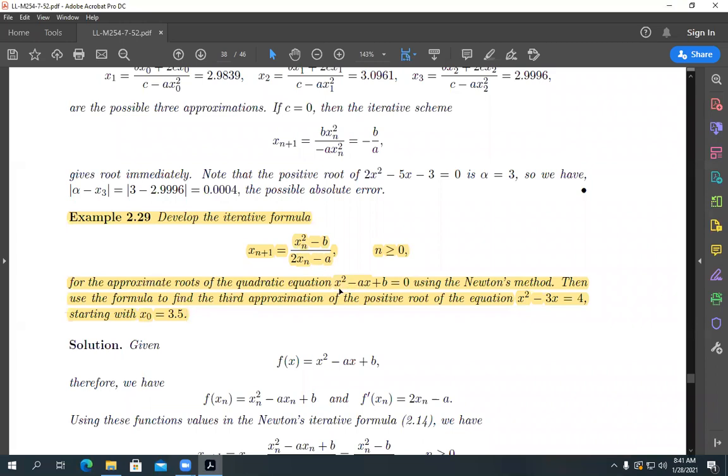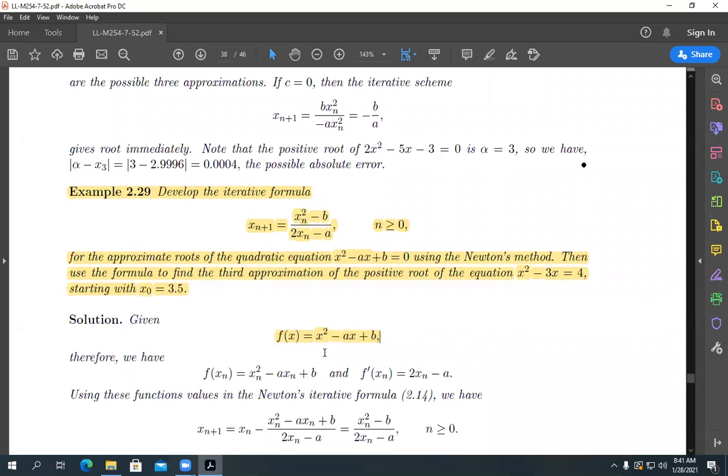Newton formula needs what? f and f dash. This is your f, given directly. You need what? f dash. You can easily find the derivative of this one: it's 2xn minus a, right? Now, what is the Newton formula? This is the Newton formula: x(n+1) equal to xn minus f of xn taqseem f dash of xn. Put the value there. When you simplify by cross multiplying, like the same we did in the last example, take the LCM. And we finish with this one, exactly the same thing.